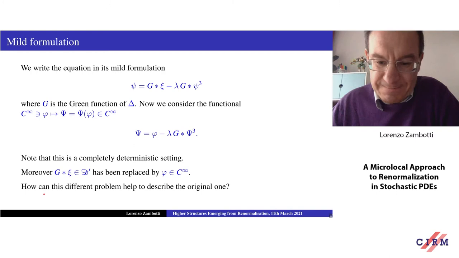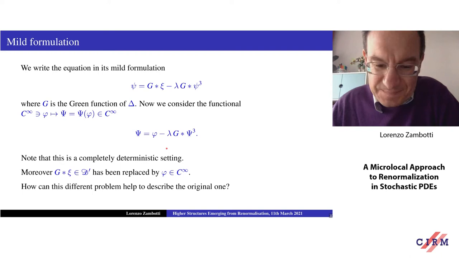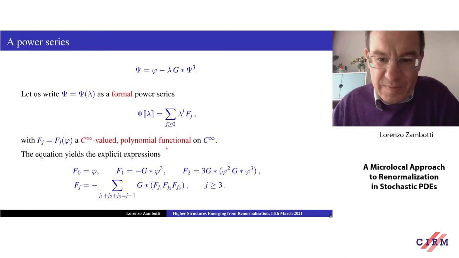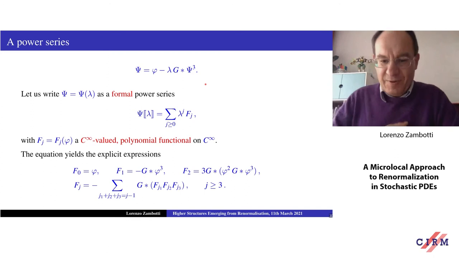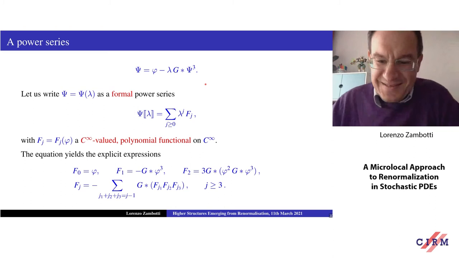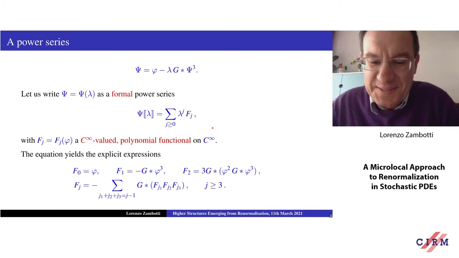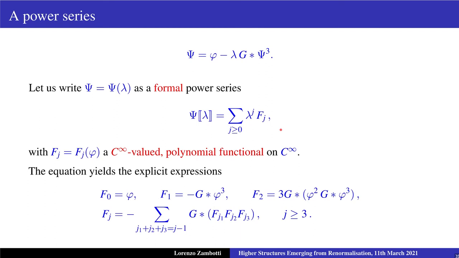Now, of course, this has become a completely deterministic problem. You have a kind of PDE with a control, which is phi. That's actually very familiar to rough path people. Now, how can this help to solve the original problem? You can write a formal power series, forgetting for the moment about convergence. Some of my friends will be very, very happy seeing me writing such a thing, which I have always a bit criticized, but let's do that. So now the point is that you can write a formula, which is essentially a recursive formula from J to C.